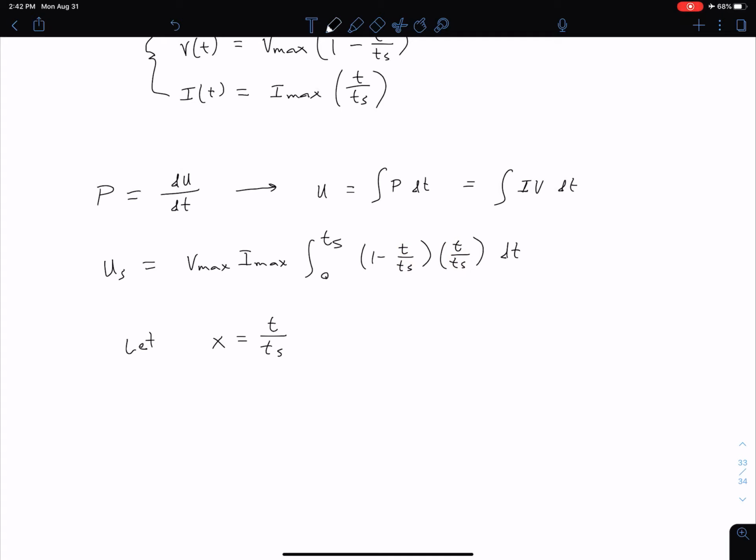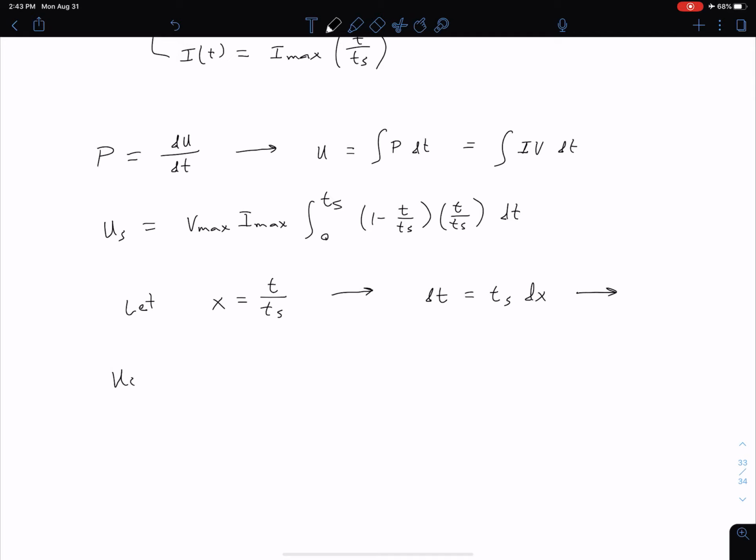So what we're going to do, let's talk about what our dt is first. If we multiply our Ts by both sides, we can see our dt is going to be equal to Ts dx. Okay, so let's take all of that into account and update our equation again.